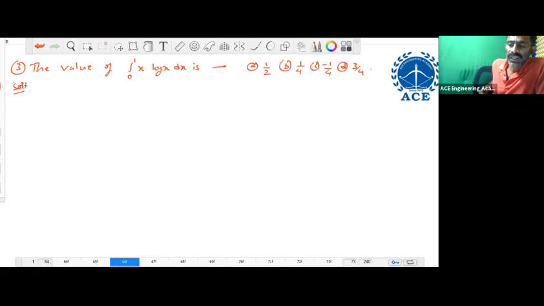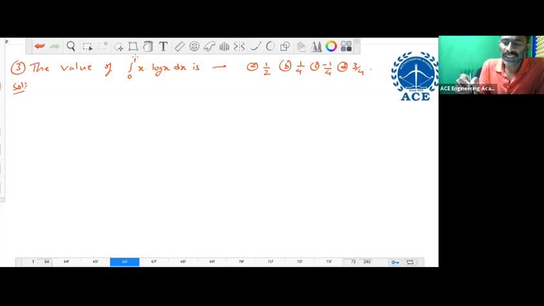Now it is a different integral. The integral is given along with the limits, but the limits are finite. Whenever one of the limits is infinite, or both are infinite, it is directly an improper integral of the first kind. But here, the integral limits, 0 and 1, are finite limits.